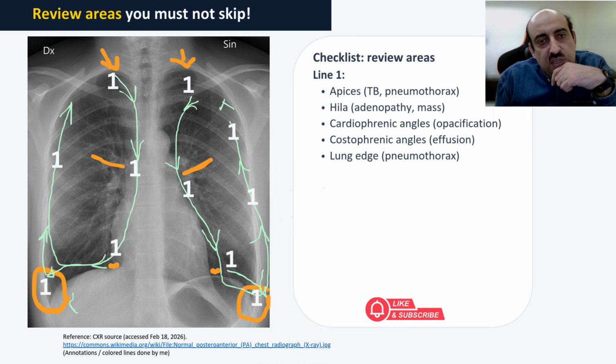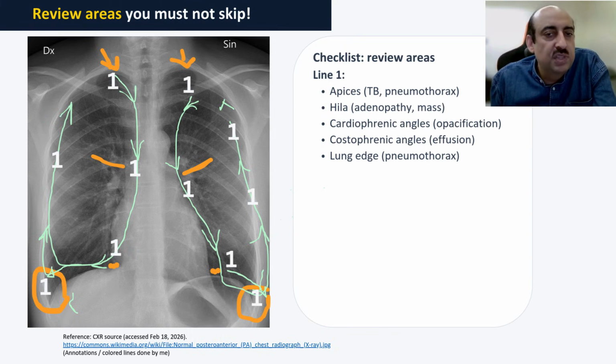So the next orange near the hilum is the next point. Look at the hila for adenopathy or masses. Coming down from the medial side of the heart shadow, you've got the third digit, which corresponds to the orange dot, which is the cardiophrenic angle. So look for any opacification over there.